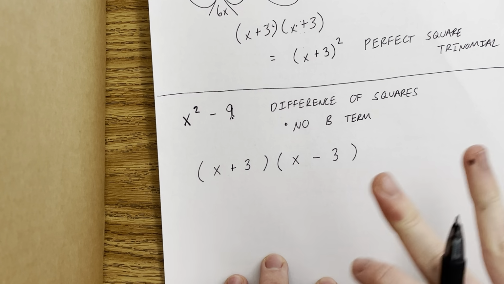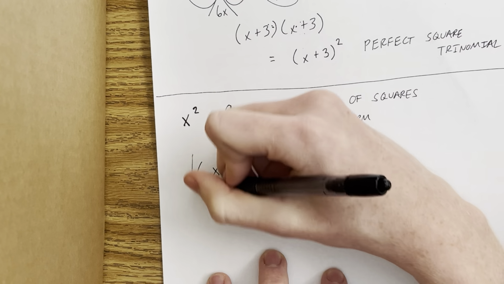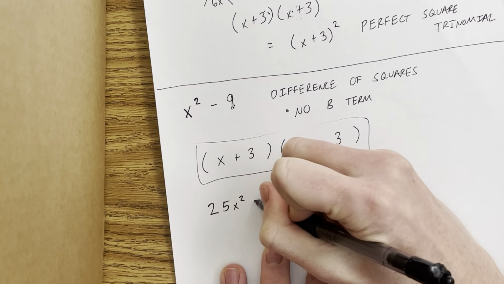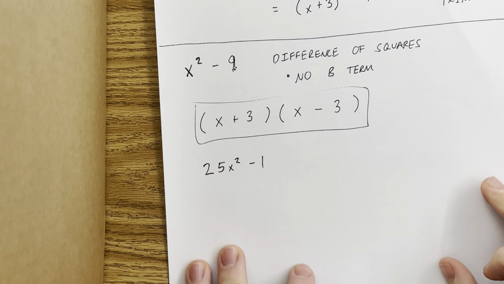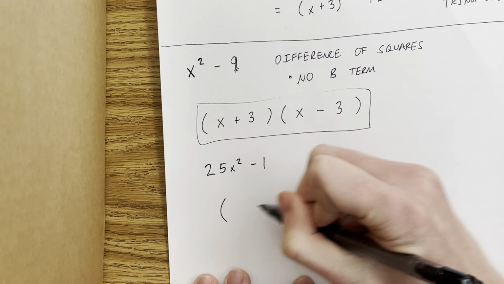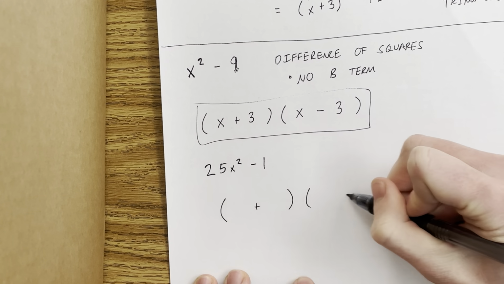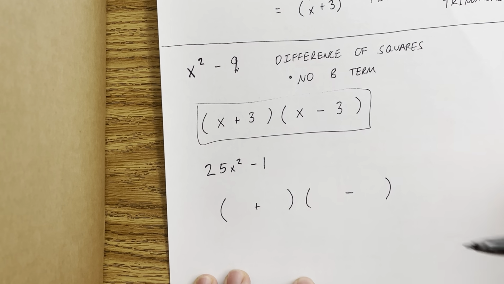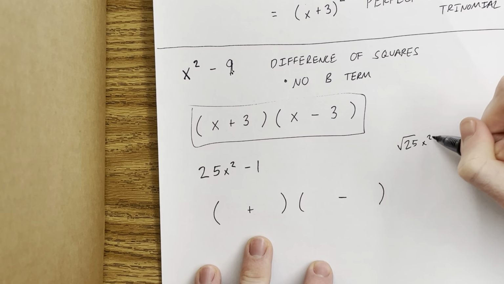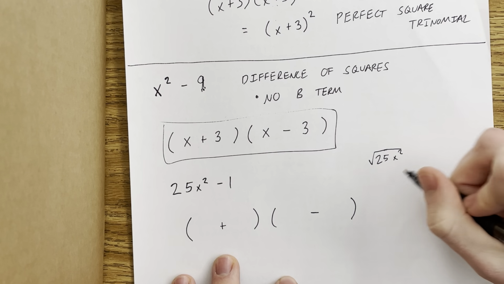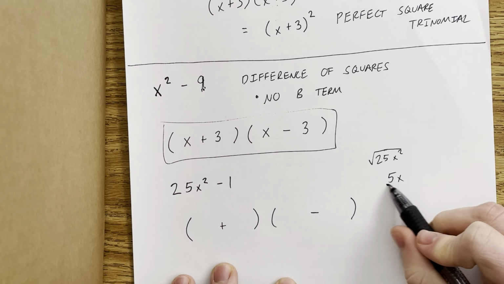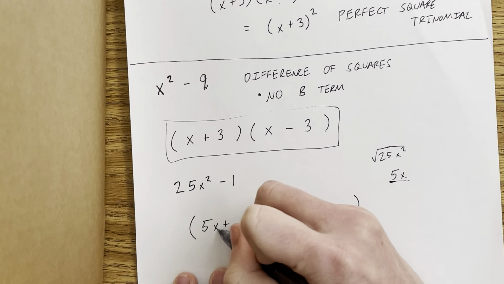Now, of course, there are more complicated ways that we might throw this at you. For example, if we have something like 25x squared minus 1, this is a little bit more complicated of an example, but the process is still the same. So we're still going to have a plus and a minus, but what's the square root of 25x squared? Well, the square root of 25 is 5, and the square root of x squared is x. So that means that 5x is going to go in these spots.